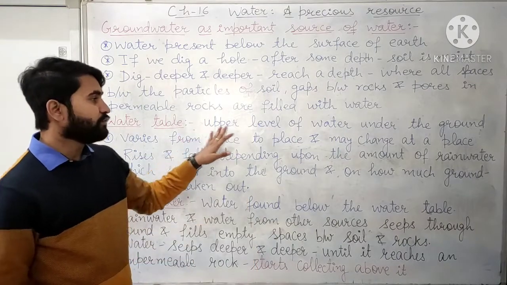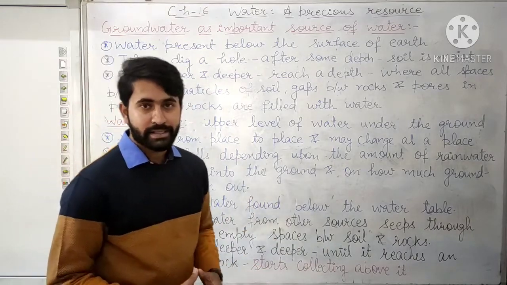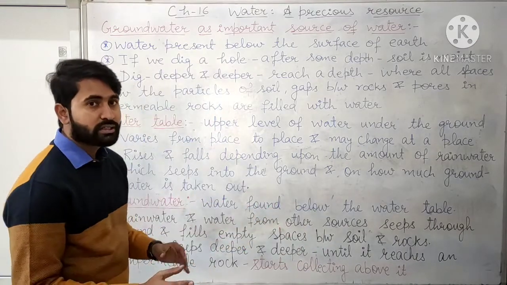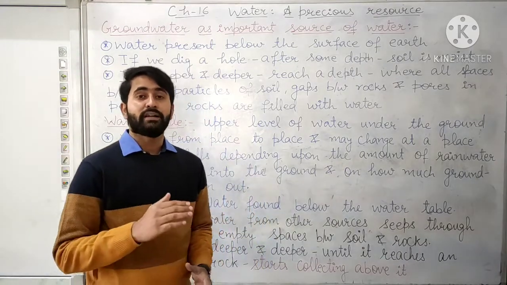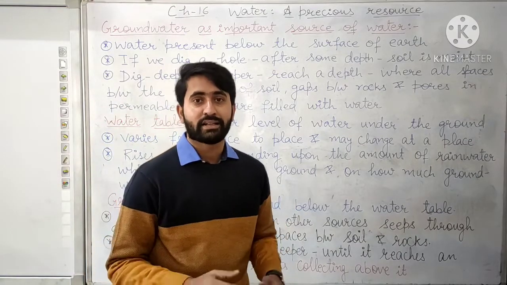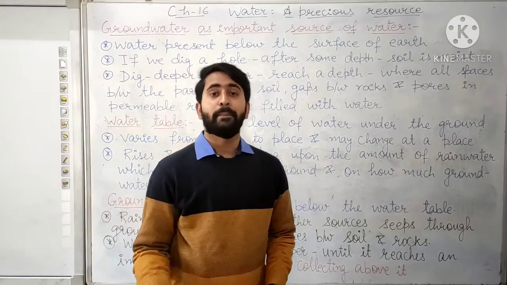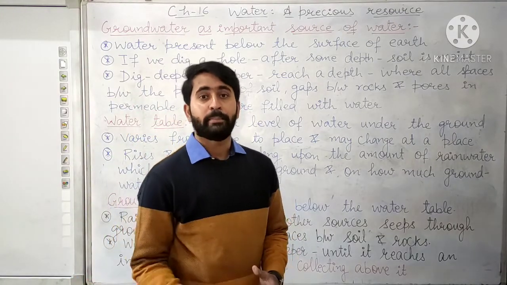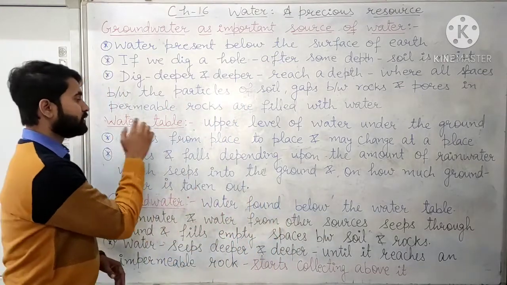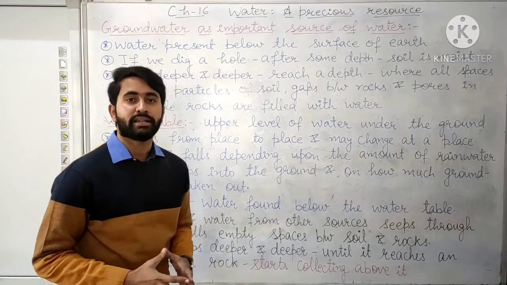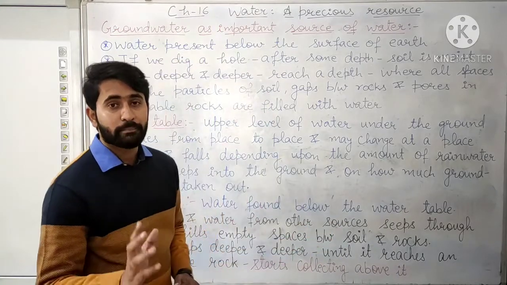The upper level of water under the ground, which occupies all the space in the soil and the rocks, is known as the water table. Or we can say that the upper level of the groundwater below the surface of the earth is known as the water table. The water table represents a depth in the ground below which the soil and the rocks are completely filled with water.